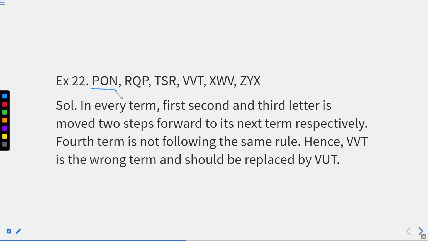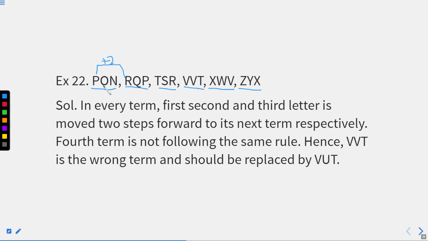Now here we have the first term, that is PON, RQP, PSR, VVT, WXWV, ZYX. Here we have multiple terms. The process is totally similar. You have to figure out the process, the method in which the letters are arranged. Here every term, the first, second and the third letter is moved 2 steps forward in the next term. P, Q, R, P, Q, R. Here we are going to get +2, right? P, Q, R, P, Q, R, R, S, T, U, V, W, X, Y, Z.